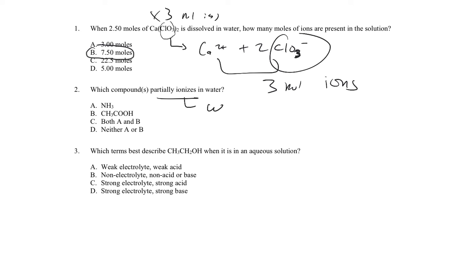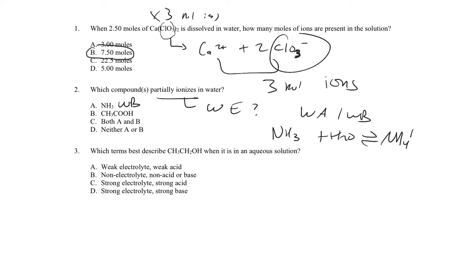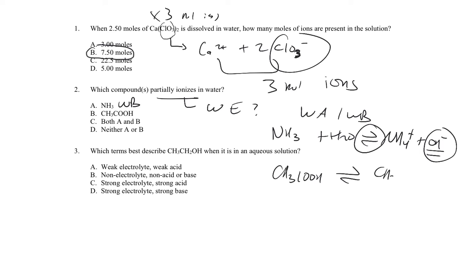Which compounds partially ionize in water? So this means which substance is a weak electrolyte. Weak electrolytes could be weak acids or weak bases. NH3 is a prototypical weak base, so it partially reacts with water to form NH4 plus and hydroxide ion, just not to completion, so we have an equilibrium here. And then acetic acid has an equilibrium in water to form acetate ion and H plus.